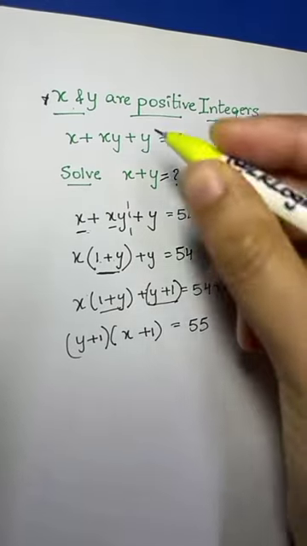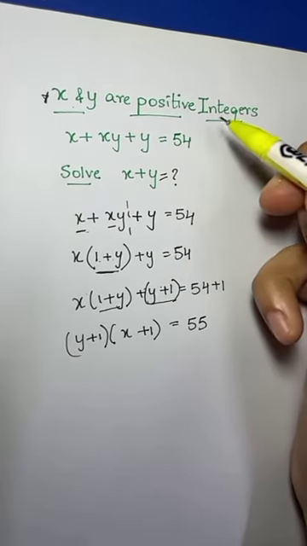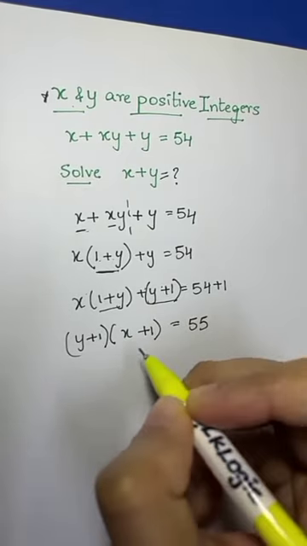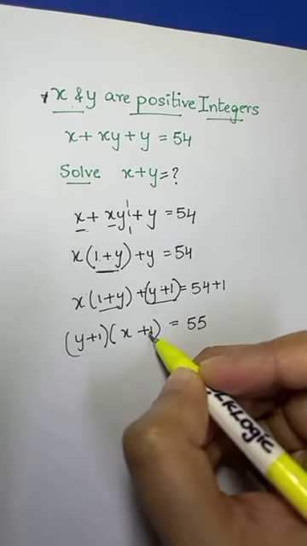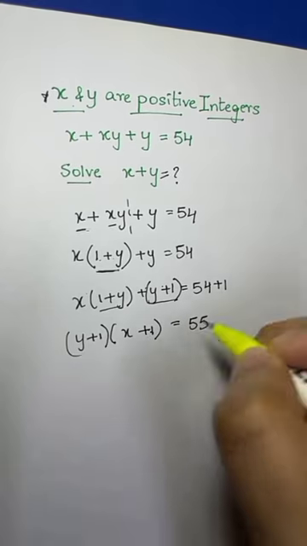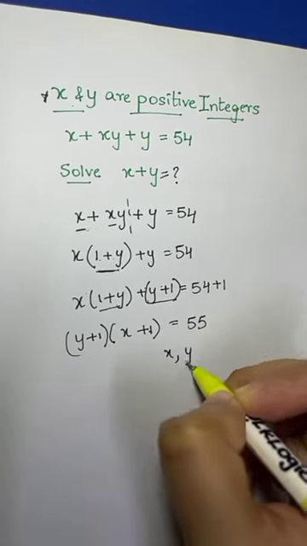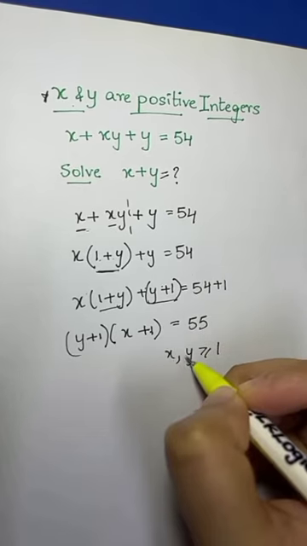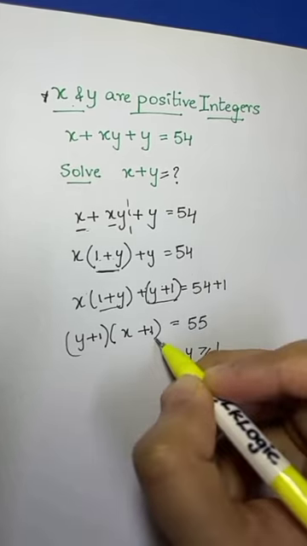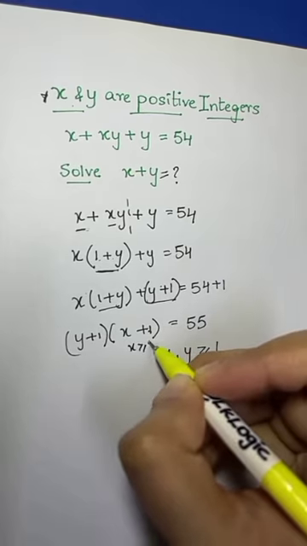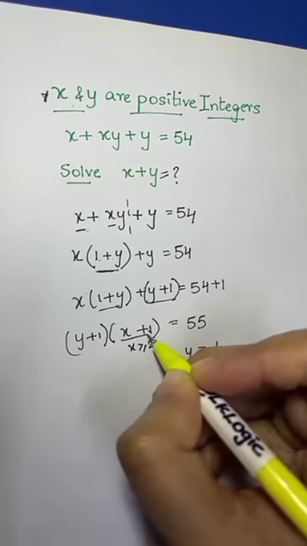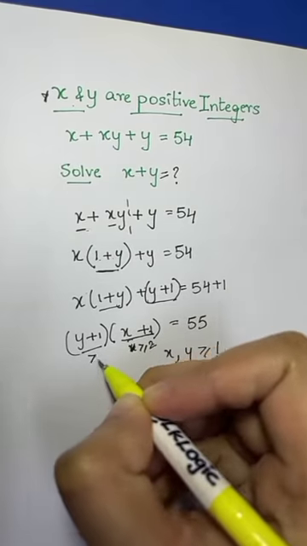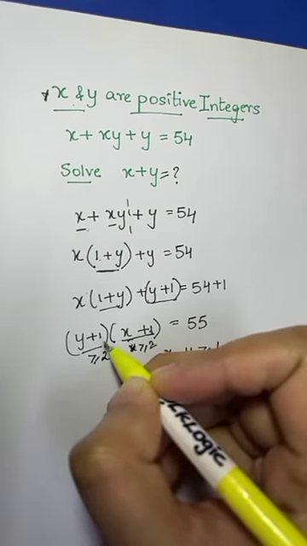Now, as you already know, x and y are positive integers. So what will x plus 1 and y plus 1 be? x and y are positive integers, so x and y will be greater than or equal to 1 always. If you add 1 more, it will be greater than or equal to 2. So this term will be greater than or equal to 2, and this term will be greater than or equal to 2 because plus 1 is added to it.